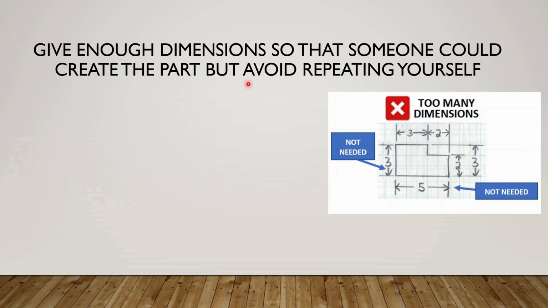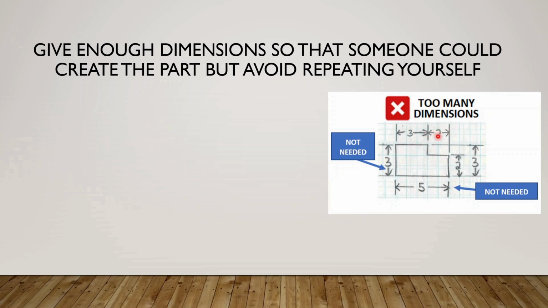But there's also more to that rule. On the other end of the spectrum, you want to avoid repeating yourself. So over here, same shape, but way too many dimensions. So let's unpack that. The distance from here to here is 5. Awesome. It also tells you the distance from here to here is 3.